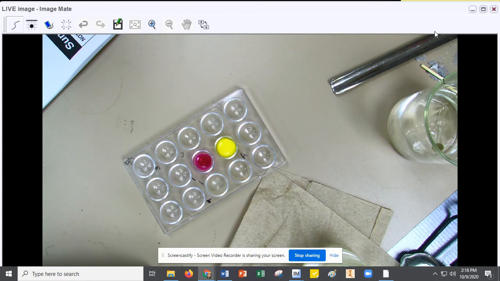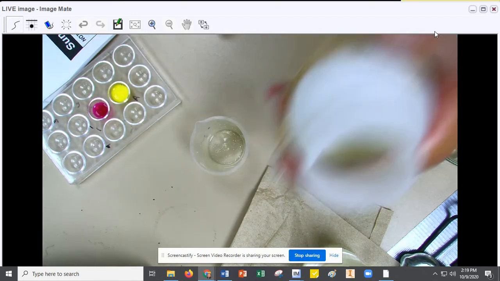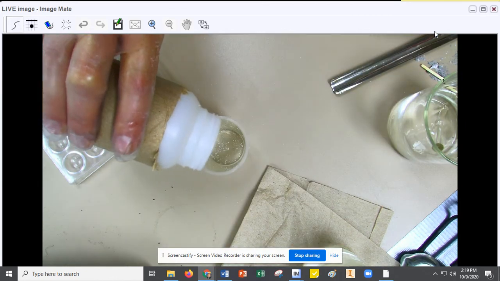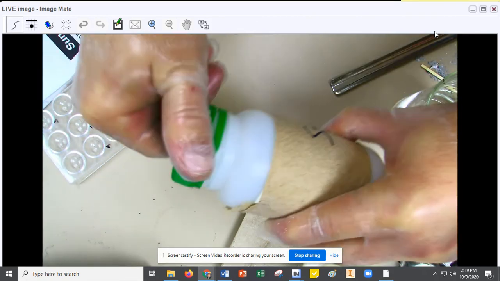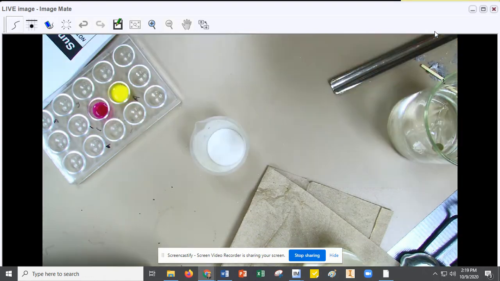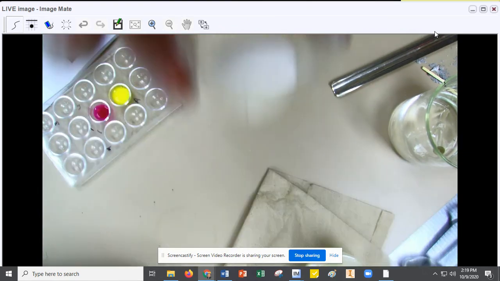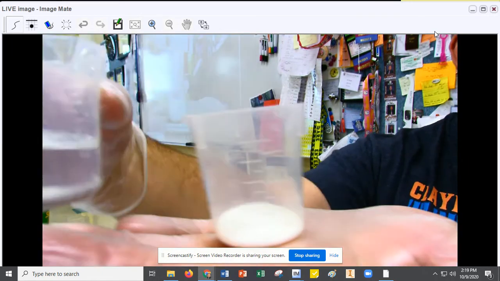For station number 8, you are to remove 1 gram of what I have labeled as stuff. So I'm just going to put a little bit of stuff in the small beaker. And as you can see, it's clear, grainy. And then I am going to add some water.